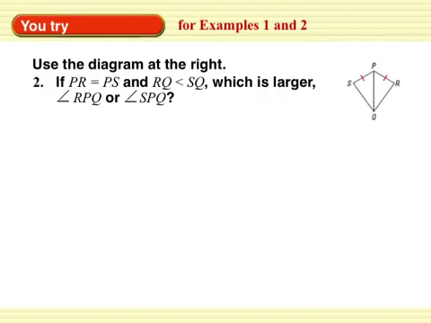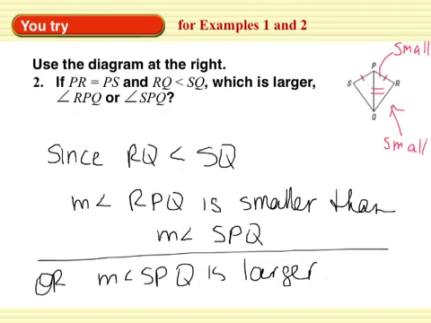You try another one. Okay, go ahead and read it. Since this side is smaller than this side, we know that this angle is smaller than this angle. Which I wrote: since RQ is less than SQ, the measure of angle RPQ is smaller than the measure of angle SPQ. But then I went back and read the question to make sure that I was answering it correctly, and it asked me which one is larger. So SPQ is larger.